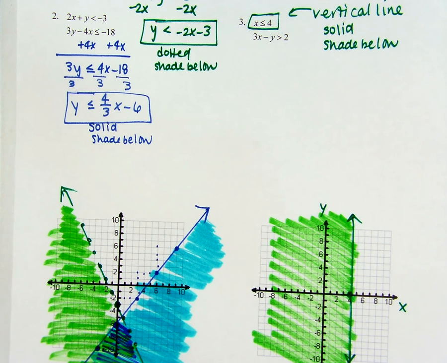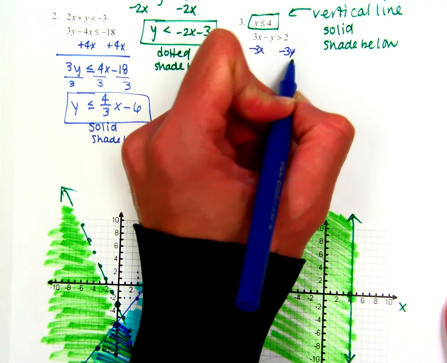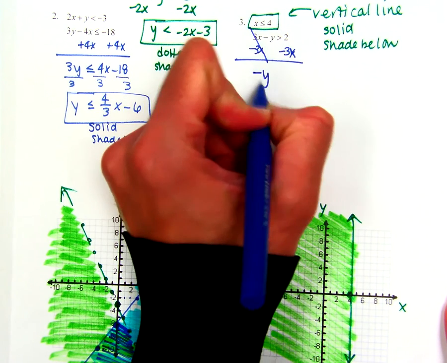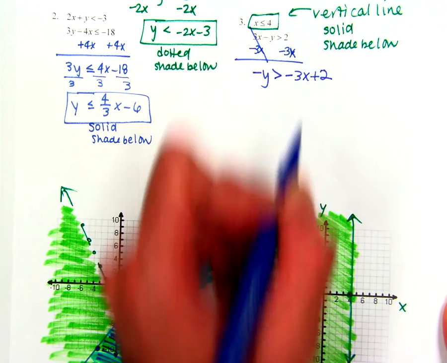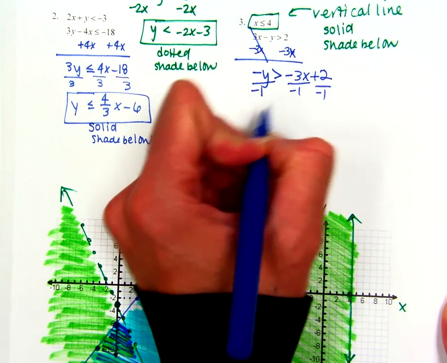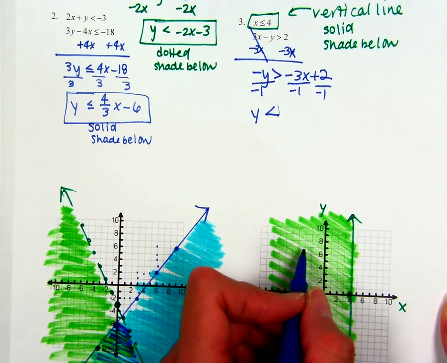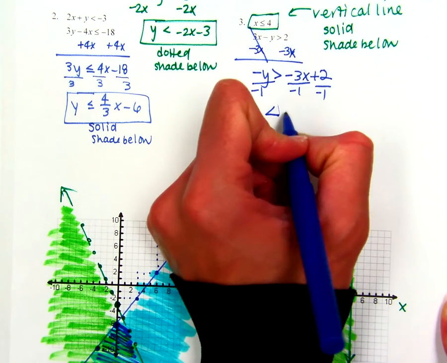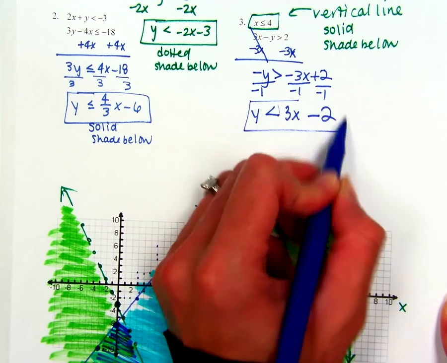And then on the next inequality, I need to solve for y. So I'm going to subtract 3x. I have negative y, don't forget that negative sign, is greater than negative 3x plus 2. Now I don't have y by itself yet, I need to divide by negative 1. So I have y is less than, notice that I divided by negative, so I needed to switch my symbol from greater than to less than. This becomes positive 3x, and this becomes negative 2. Now I have y by itself.